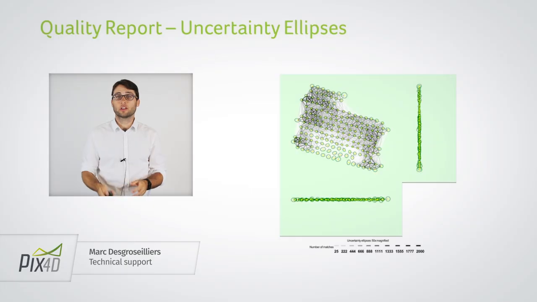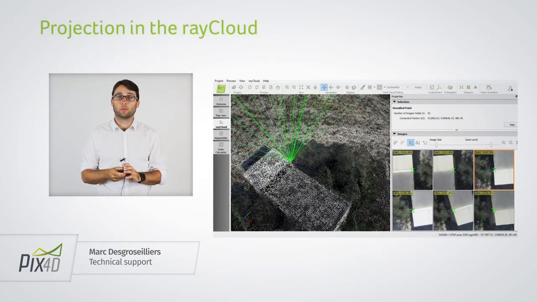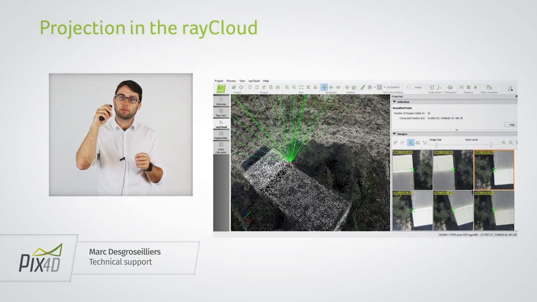And how are you going to do this? Well, this is the third way that I want to discuss, and it's projections in the rayCloud. So what you can do is you navigate in your project, you click a 3D point, and in the right sidebar you will have all the images that project onto this 3D point. And there will be a green cross that will correspond to the pixel that projects onto this feature that you clicked in the rayCloud. And what you want to have is this green cross always pointing to the same feature as in the image that you see right now.